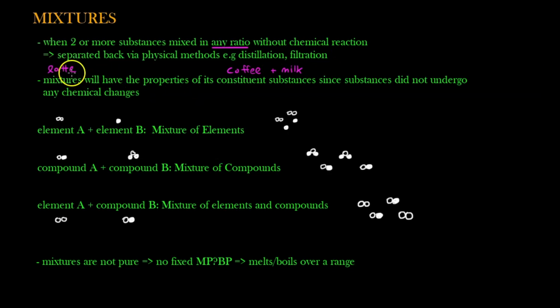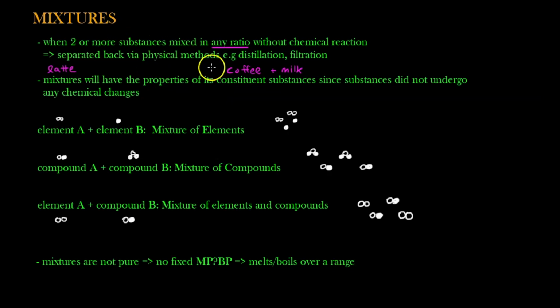For example, latte. Latte is a mixture because it has the properties of its constituent substances. Latte is made out of milk, coffee, sugar, etc. If I break them up, coffee is bitter, milk is creamy. So when I add them together, latte is both bitter and creamy. That's an example of a mixture, because mixtures have the properties of their constituent substances, since the substances did not undergo any chemical change. Basically, they are just stirred together in a coffee cup to form latte, and that's why they have the same properties as they would have in their original substance.